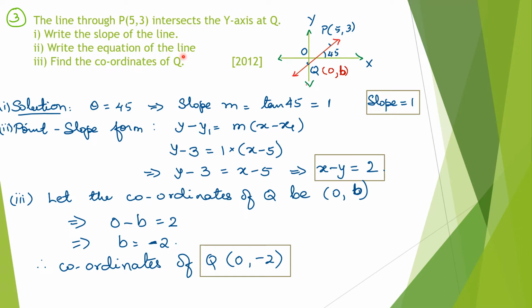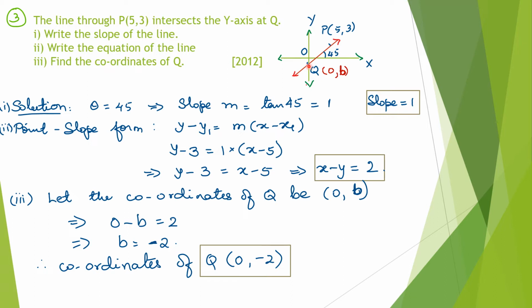Then write the equation of the line, equation of this line PQ. You are using the point and slope form because you know the slope and you have a point. So you can simply use y minus y1 is equal to m into x minus x1. So it is going to be y minus 3 is equal to slope 1 into x minus 5. And when I simplify, I get x minus y is equal to 2.